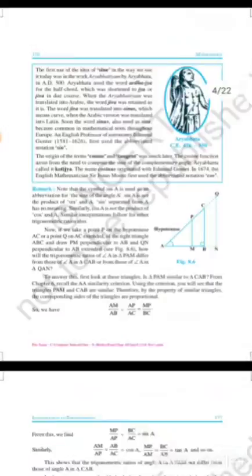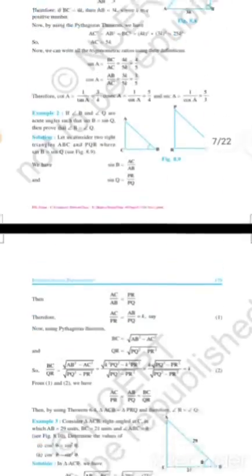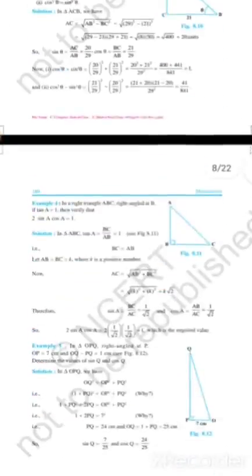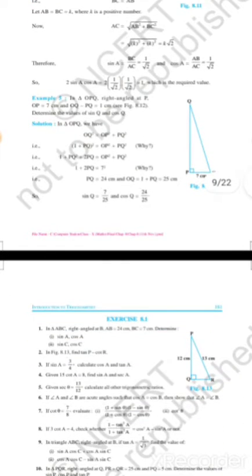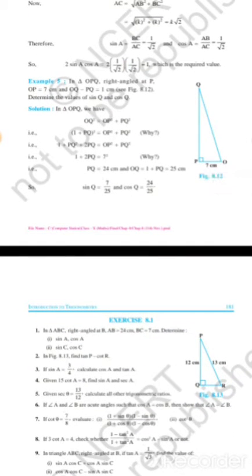In the last lecture, we had done till example number 4, that is on page number 180. We are doing a series of examples for the application of basic trigonometric functions. So let's see what example 5 says.